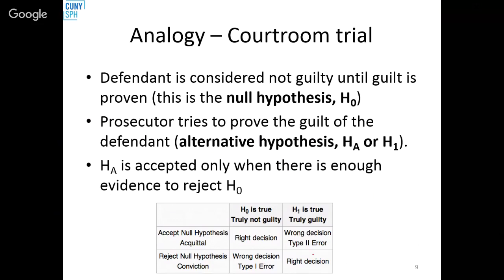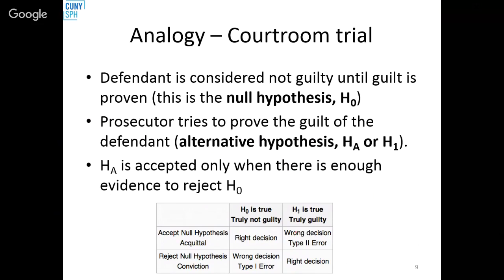This little table down here is a quick reference that introduces you to these two types of error. If your null hypothesis is true, or in this example, the defendant is truly not guilty, and there's an acquittal, you accept the null hypothesis, that's a right decision. Or if the defendant is guilty, the alternative is true, and the decision is a conviction or rejecting the null hypothesis, that's also a right decision.